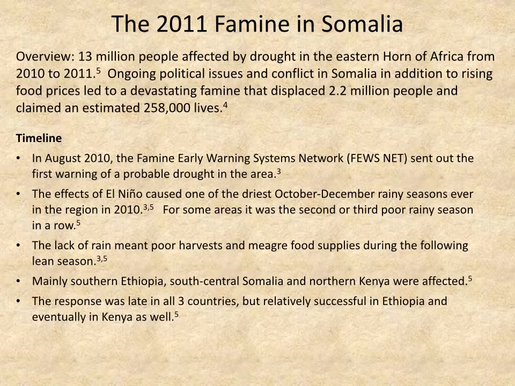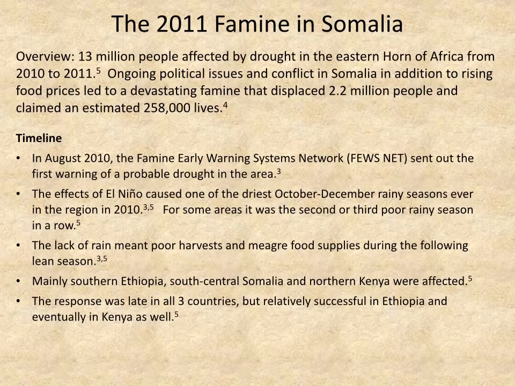So, just to give you a bit of an overview, 13 million people were affected by the drought in the eastern Horn of Africa from 2010 to 2011. And ongoing political issues and conflict in Somalia, in addition to rising food prices in the region, led to a devastating famine that caused large scale migration and claimed an estimated 258,000 lives.